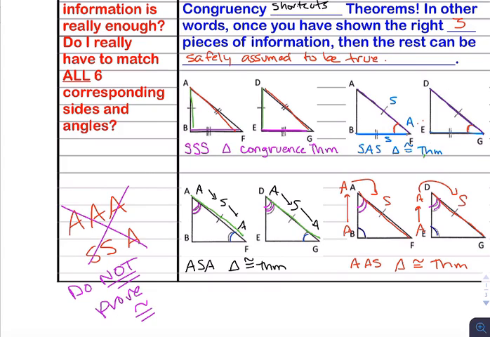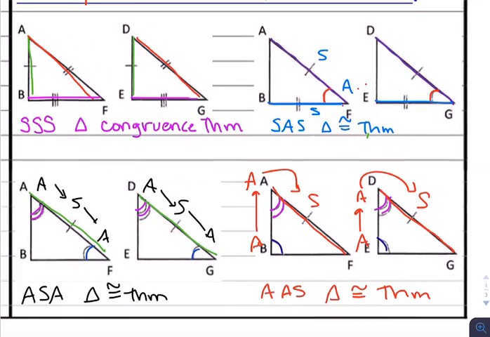These sets, you can only make one triangle, so it doesn't matter where they're located, how they're twisted or positioned. If you have only three sides that are definite in both triangles, one triangle can be made. Different locations, but they're going to be congruent. Same for the rest of the shortcuts.